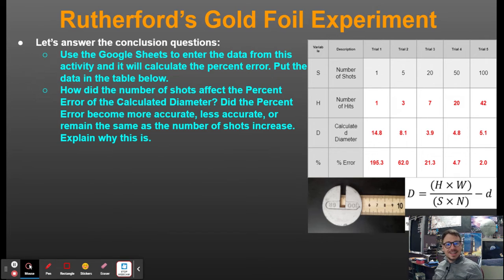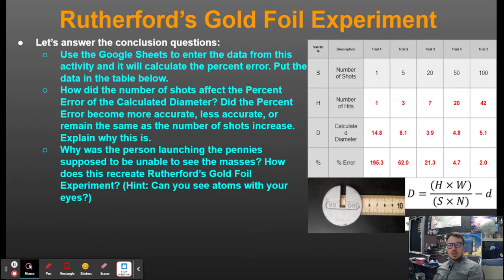Now, a second shot is going to give you a little bit more information. At 2 shots, if you hit it once and it goes through once, then you know certain things. You know that it can go through and it can hit. So every shot is going to give you a little bit more information. That's why we did 100 shots. You can see at 100 shots, I was fairly accurate. I measured it, calculated it out to 5.1 centimeters, only 2% off.